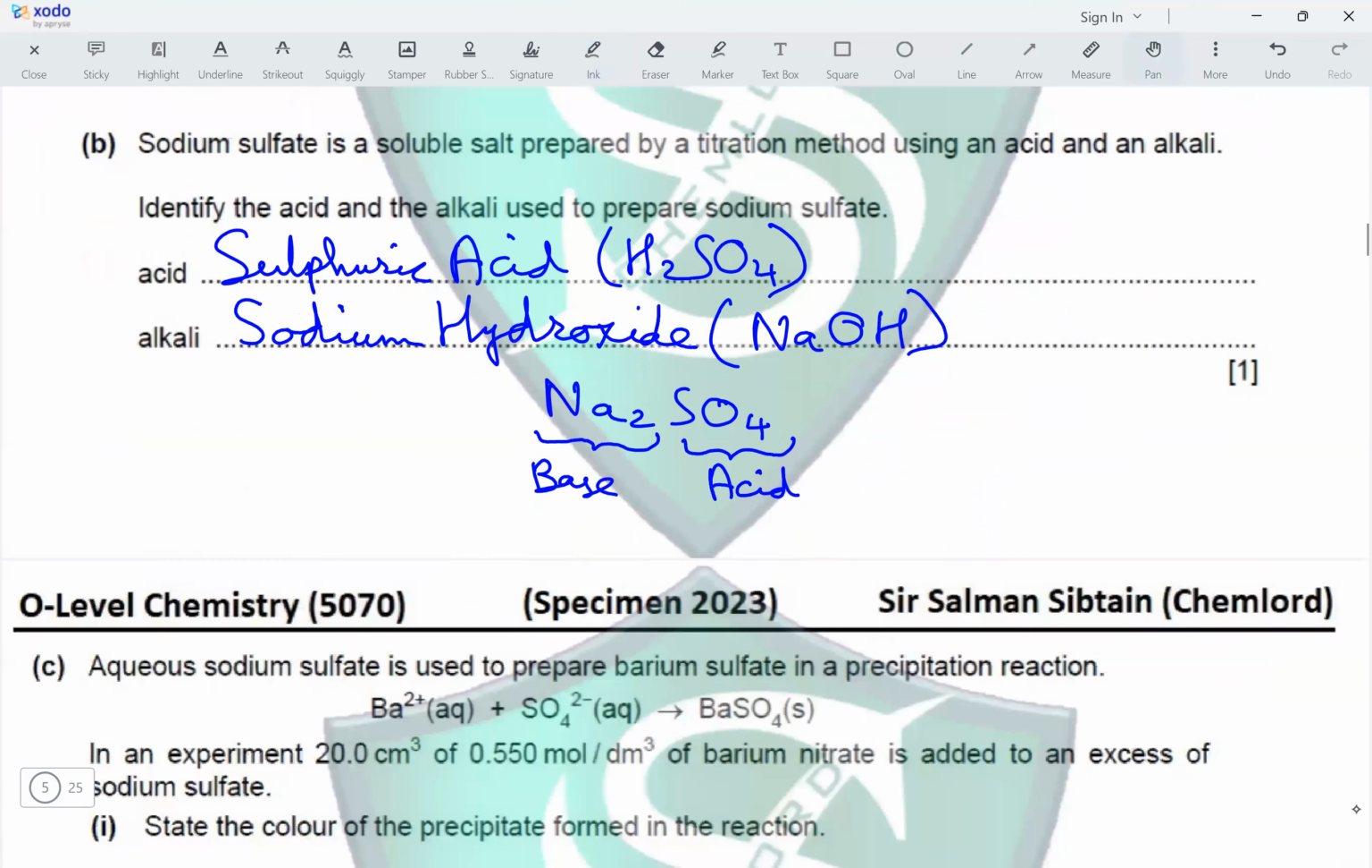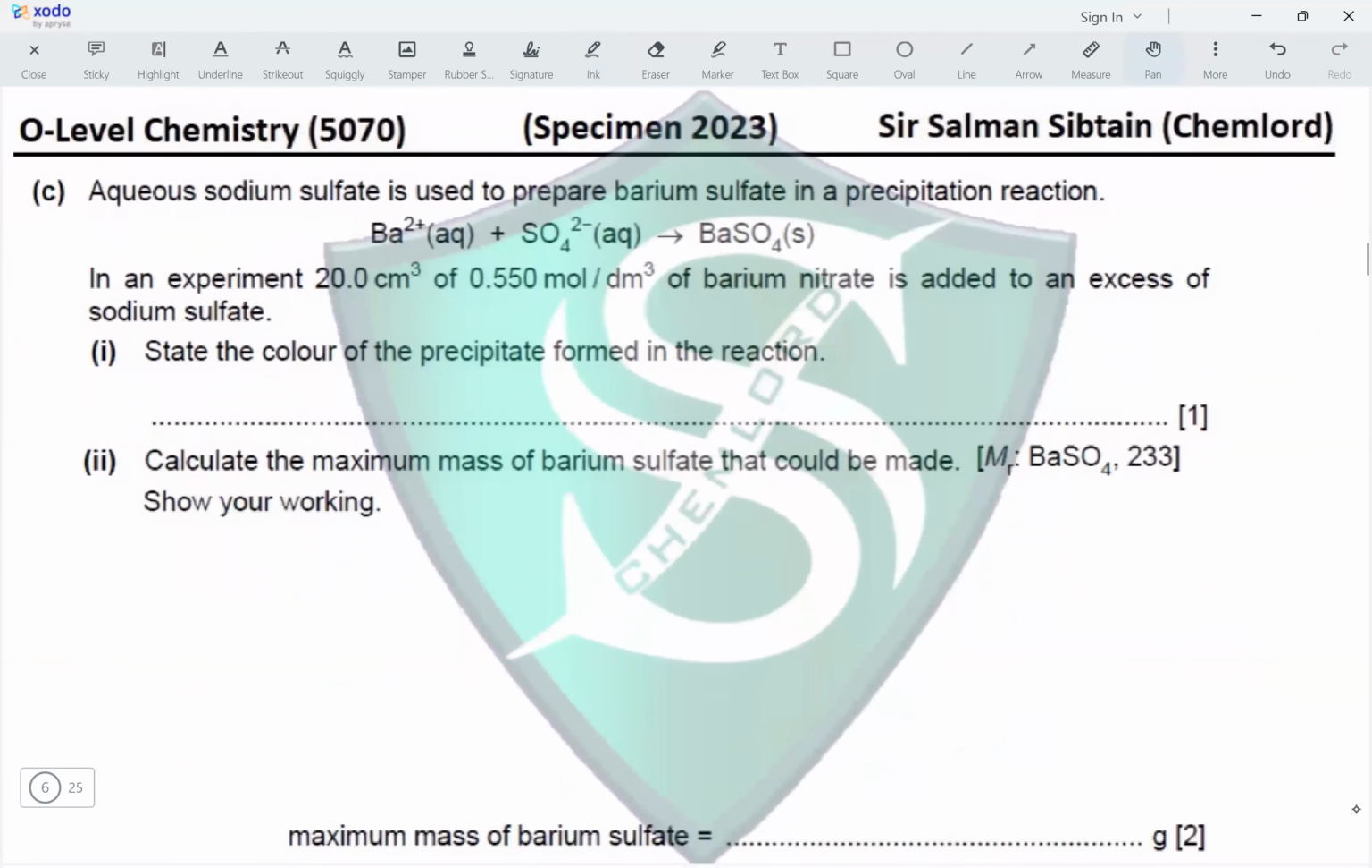Part C. Aqueous sodium sulfate is used to prepare barium sulfate in a precipitation reaction. So barium ions react with sulfate ions forming barium sulfate. In an experiment, 20 cm³ of 0.55 mol/dm³ barium nitrate is added to an excess of sodium sulfate. So sodium sulfate is in excess, and the quantity of barium sulfate produced would depend on the barium nitrate. State the color of the precipitate formed in this reaction. So the color of barium sulfate is white.